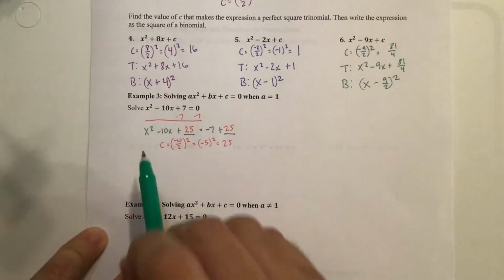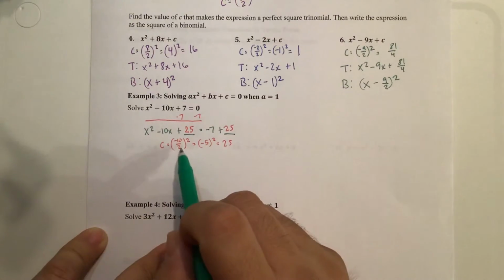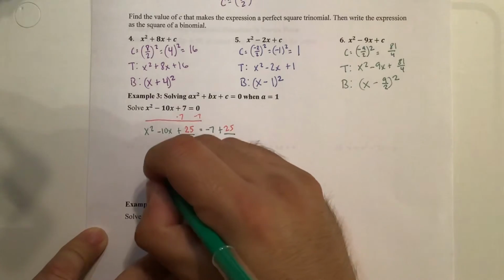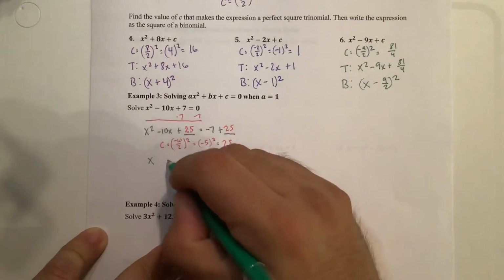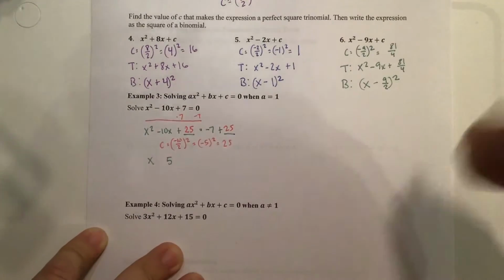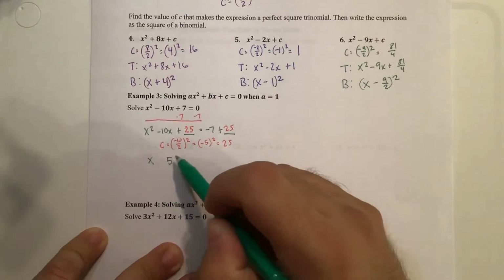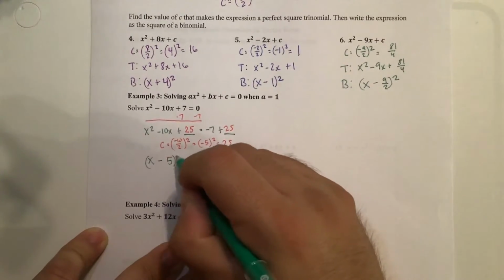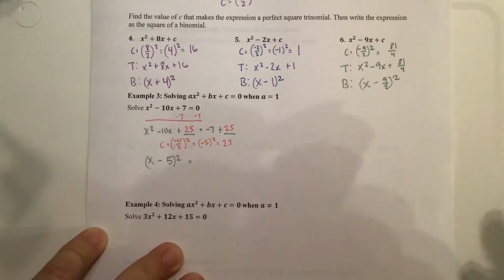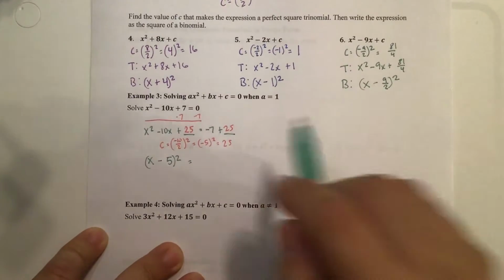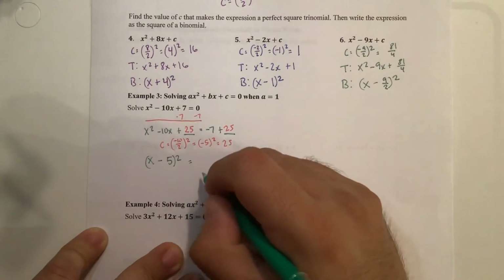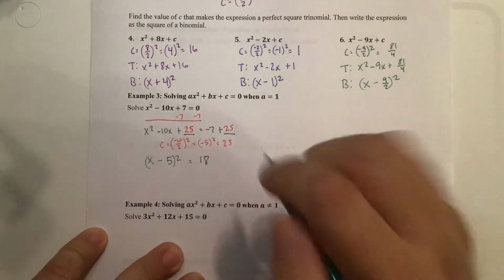Now on the left side, you're going to factor it. You're going to use the shortcut. The square root of x squared is x. The square root of 25 is 5, and once again, you can always verify it. X times 5 is 5x, double it, you get 10x, so use the middle sign, parentheses, squared. On the right side, you're just going to combine your like terms. -7 plus 25 is going to give me 18.